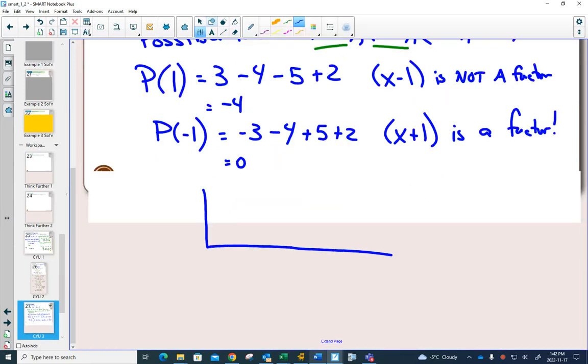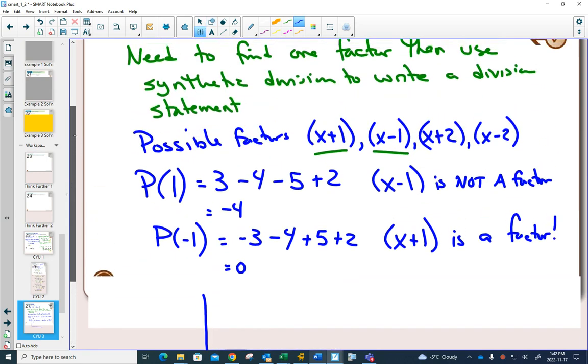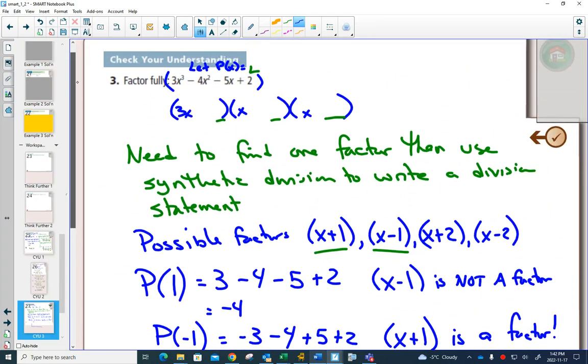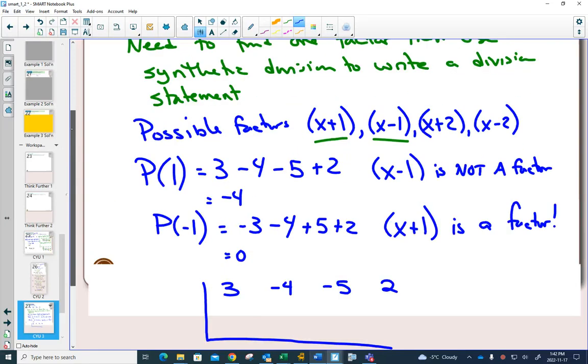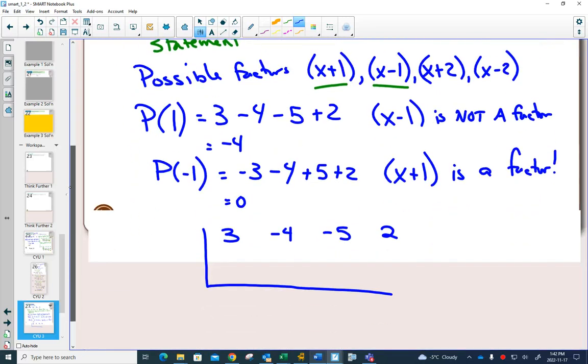Set up my synthetic division. My original one is 3, -4, -5, 2. It's in the right order. Did I write it in the right order? Or did I mess it up? Here we go. Double check it. Was it -4 next? Yes, it's good.